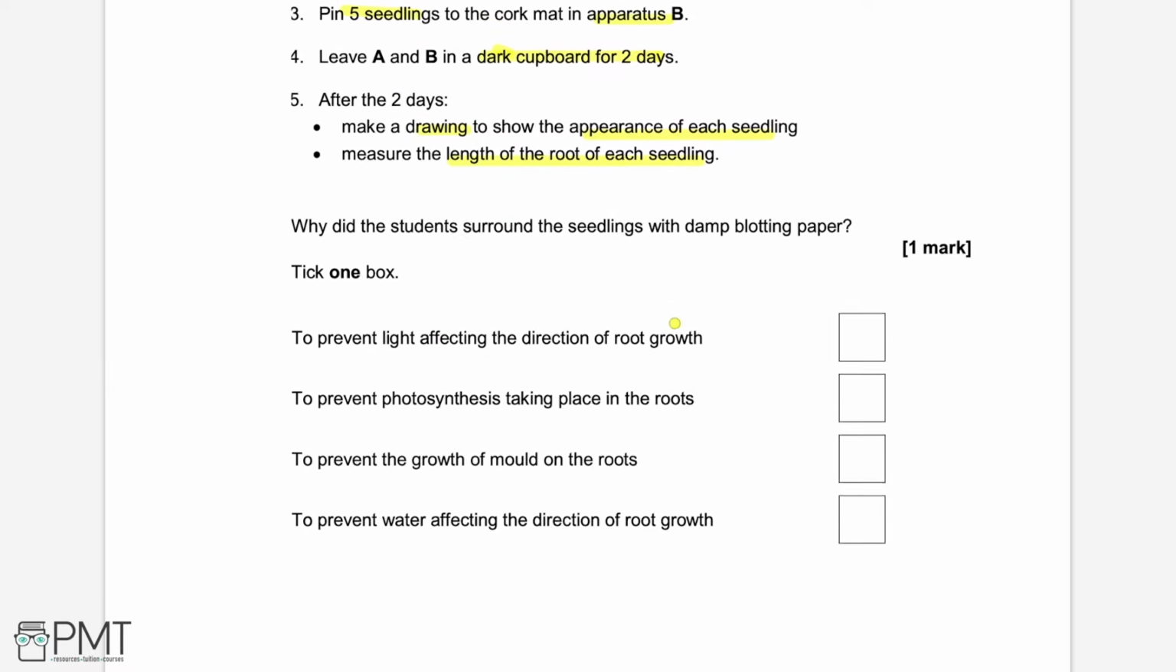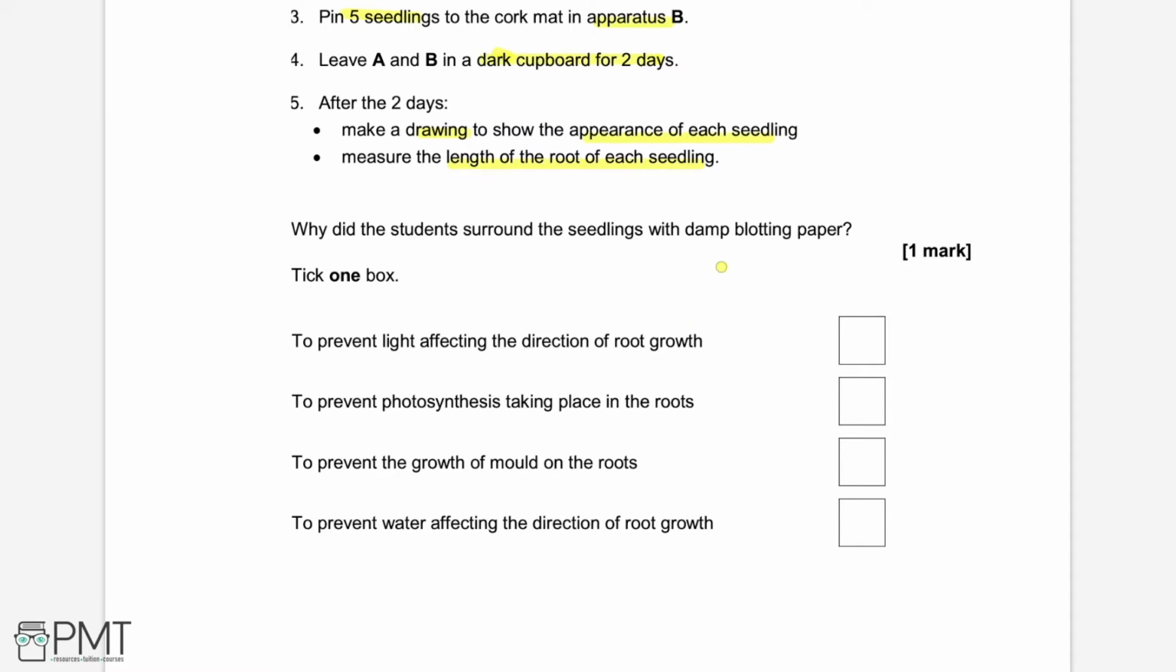The first part of the question asks, why did the student surround the seedlings with damp blotting paper? Tick one box. The options are to prevent light affecting the direction of root growth, to prevent photosynthesis taking place in the roots, to prevent the growth of molds on the roots, or to prevent water affecting the direction of root growth.